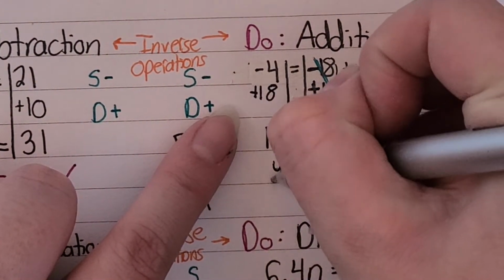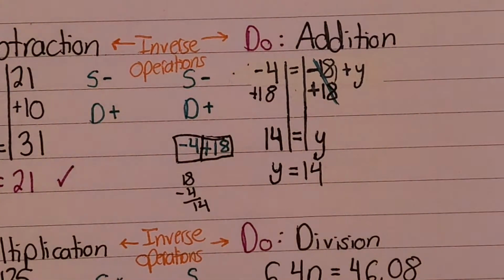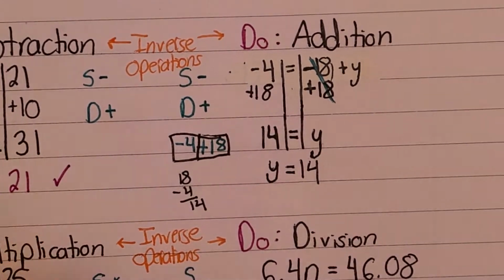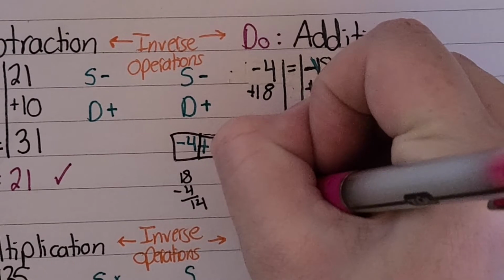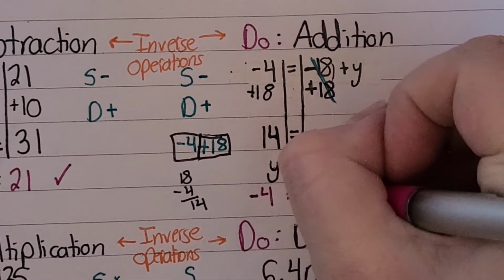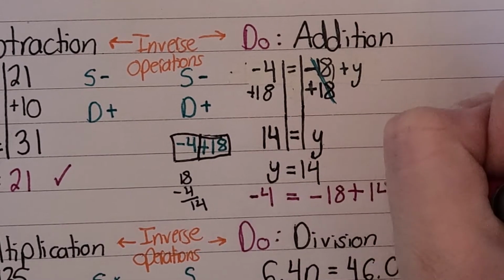I could also write it y equals 14. The statement doesn't change anything, okay? All right, let's check our answer. We say y is 14, so I'm going to plug it in. So our problem was negative 4 equals negative 18 plus y, which I'm saying is 14.